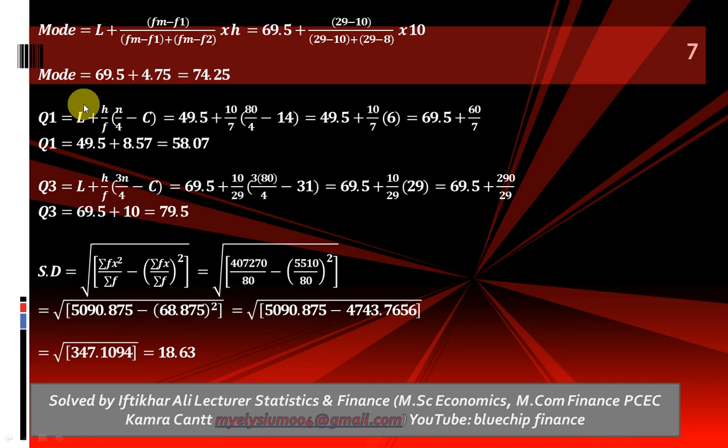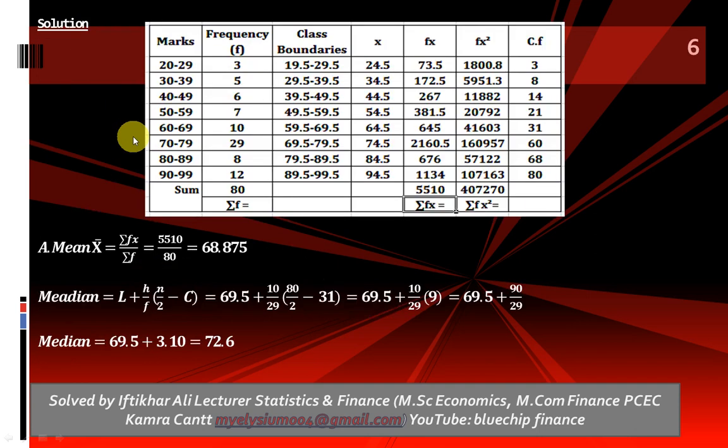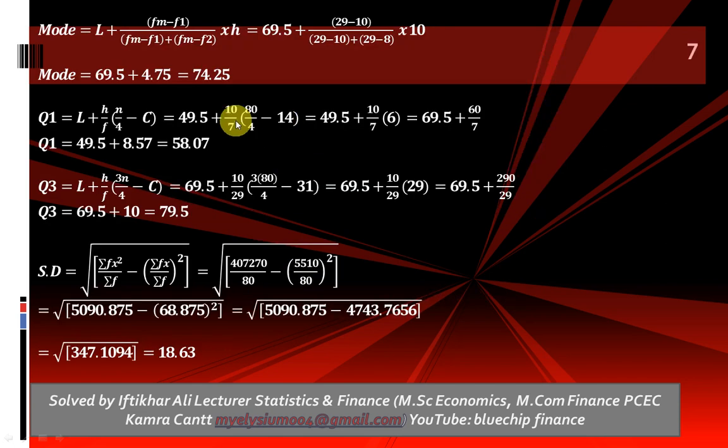In a similar way, we can calculate quartile 1. First of all, we will calculate n by 4. So 80 by 4 will be equal to 20. So 20 falls in the cumulative frequency of 21. So L will be 49.5, h is 10, f is 7, n by 4 is 20, and c will be 14. So after putting the values into the formula, quartile 1 will be 58.07.